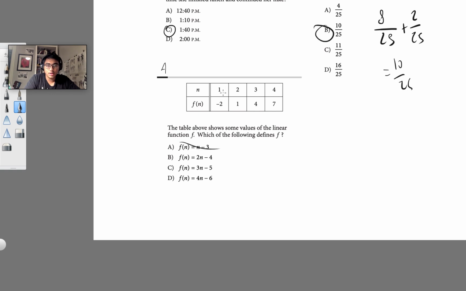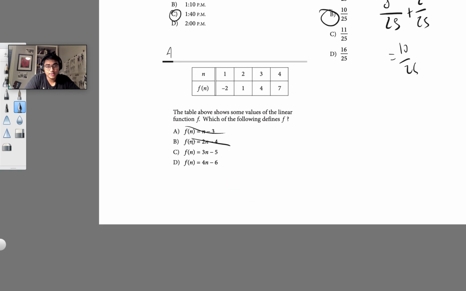Alright, 2 times 1 is equal to 2, 2 minus 4 is equal to negative 2. And then 2 times 2 is 4 minus 4 equals 0, so B doesn't work because we want 1. 3 times 1 is 3, minus 5 is negative 2, and then 2 times 3 is 6 minus 5 equals 1. Okay. 3 times 3 is 9, 9 minus 5 is equal to 4, that works too. And then 4 times 3 is equal to 12 minus 5, which is equal to 7. Okay, so C is the answer.